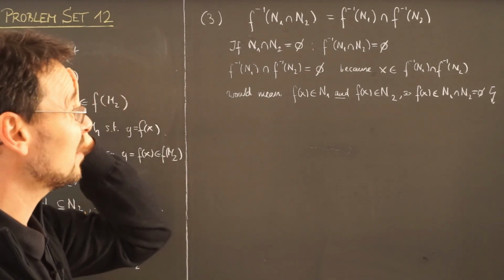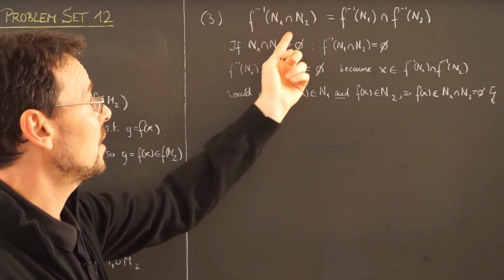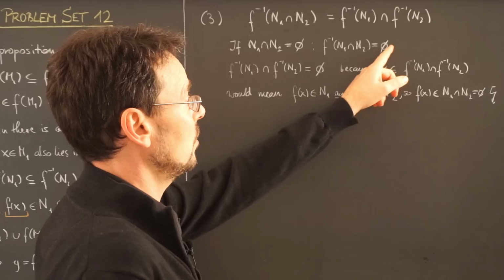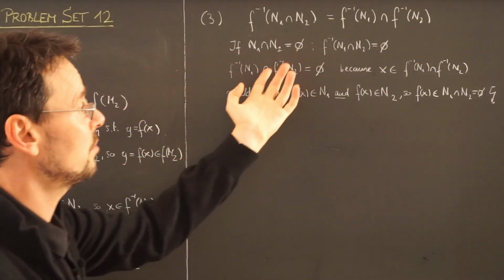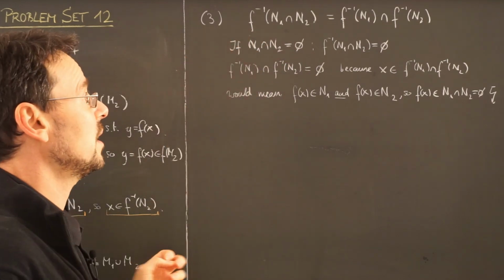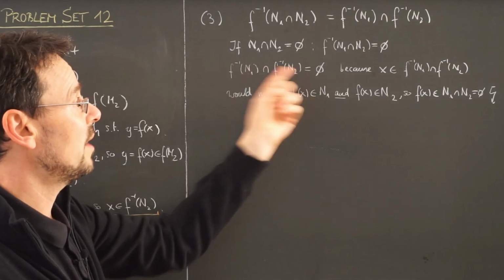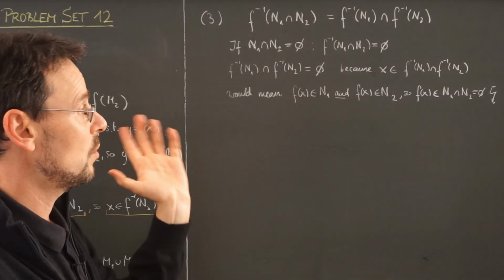So let's look at the case where this intersection here is empty. Then this pre-image, of course, is also the empty set, because if there were an element here, then f of x would have to lie here, which is impossible because this is the empty set. So on this side we have the empty set. So for this to be true, the other side also must be the empty set in this case, but it is. Why?